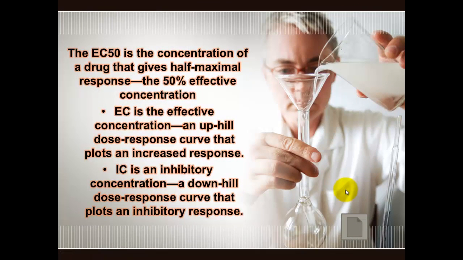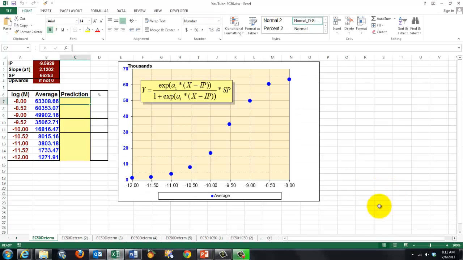First, some terminology. EC50 is the concentration of a drug that gives the half-maximal response. EC is the effective concentration, IC is an inhibitory concentration. It's just a matter of terminology, it's semantics. Let's see that in a real situation.